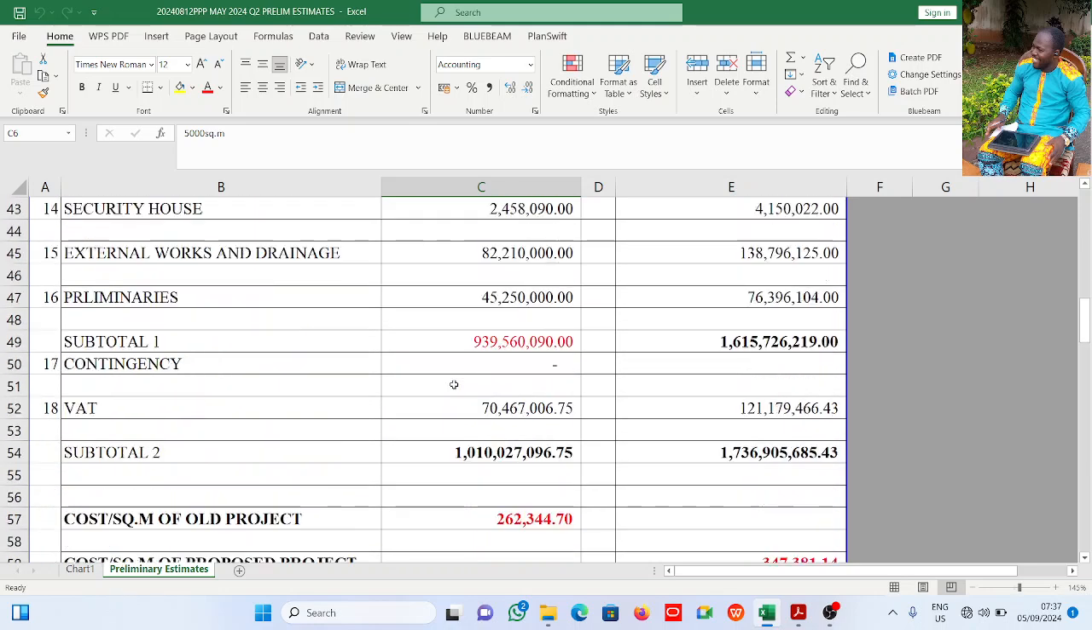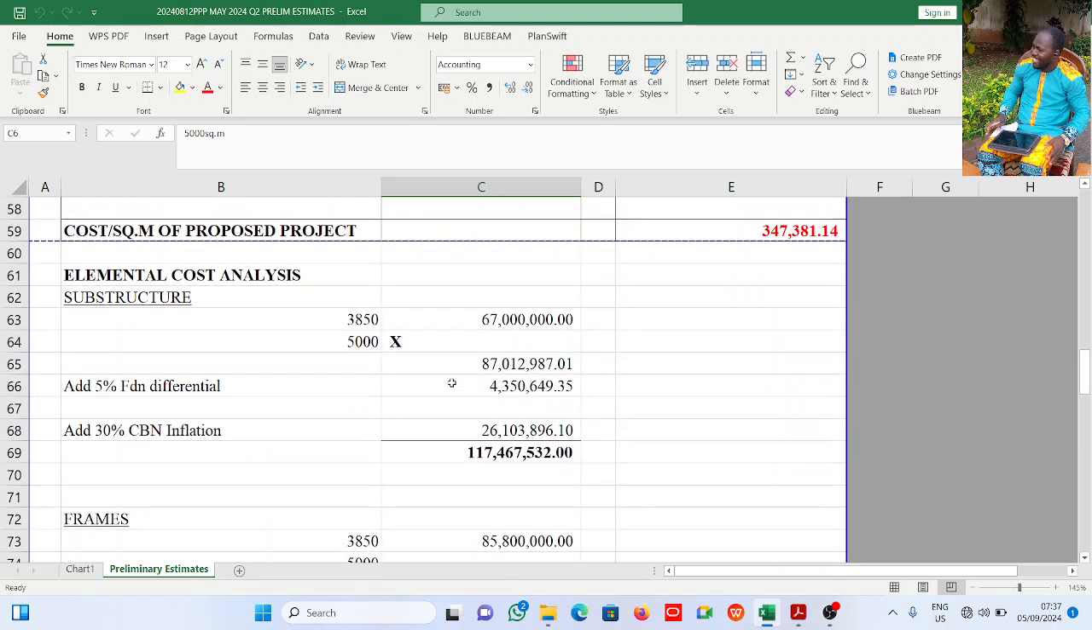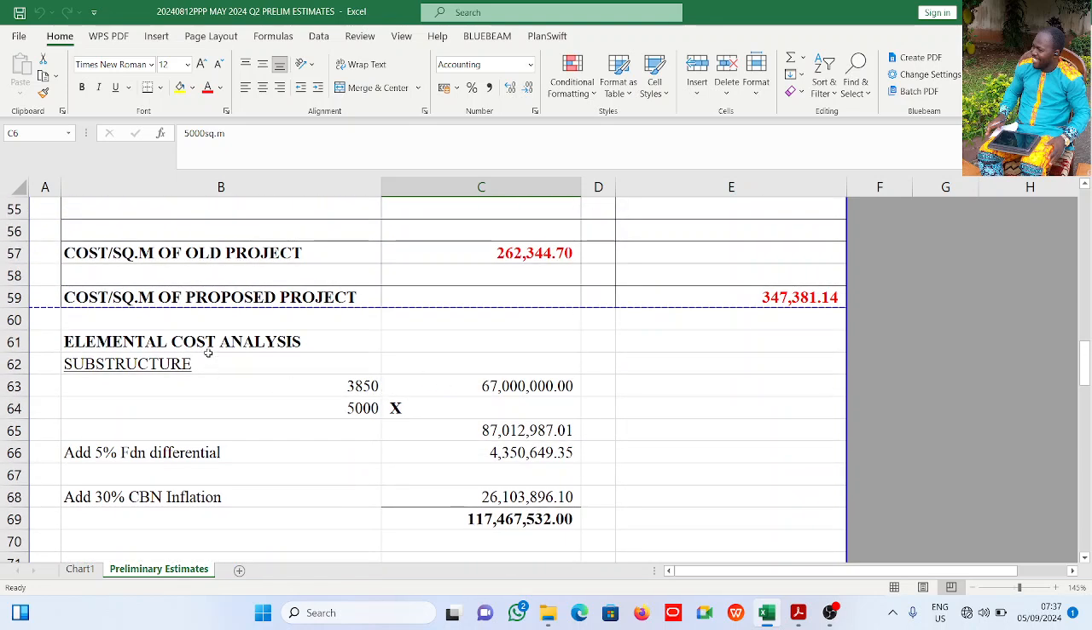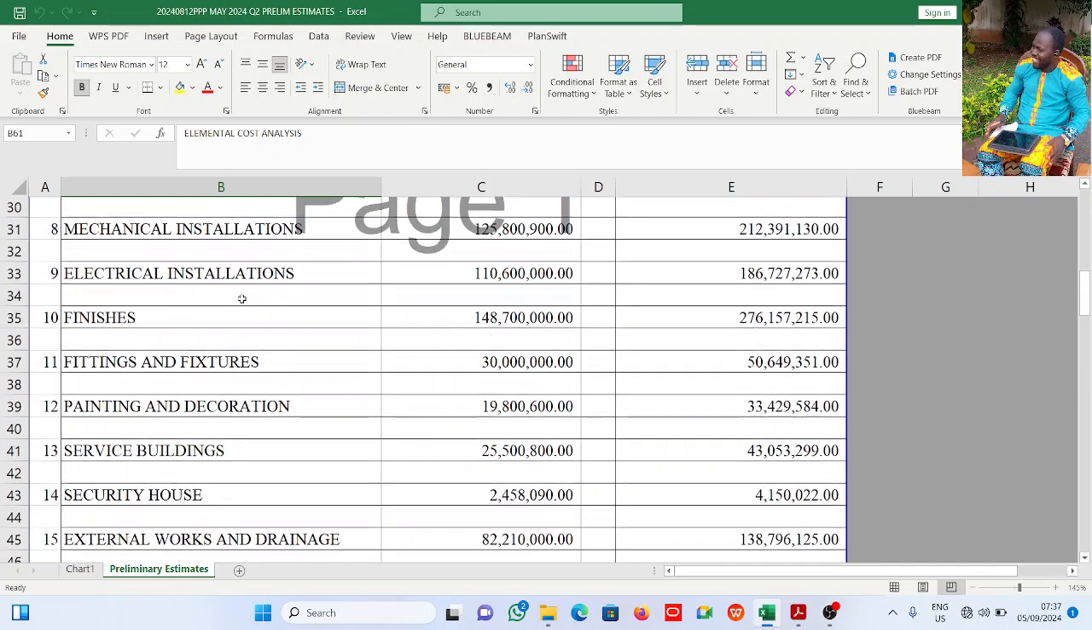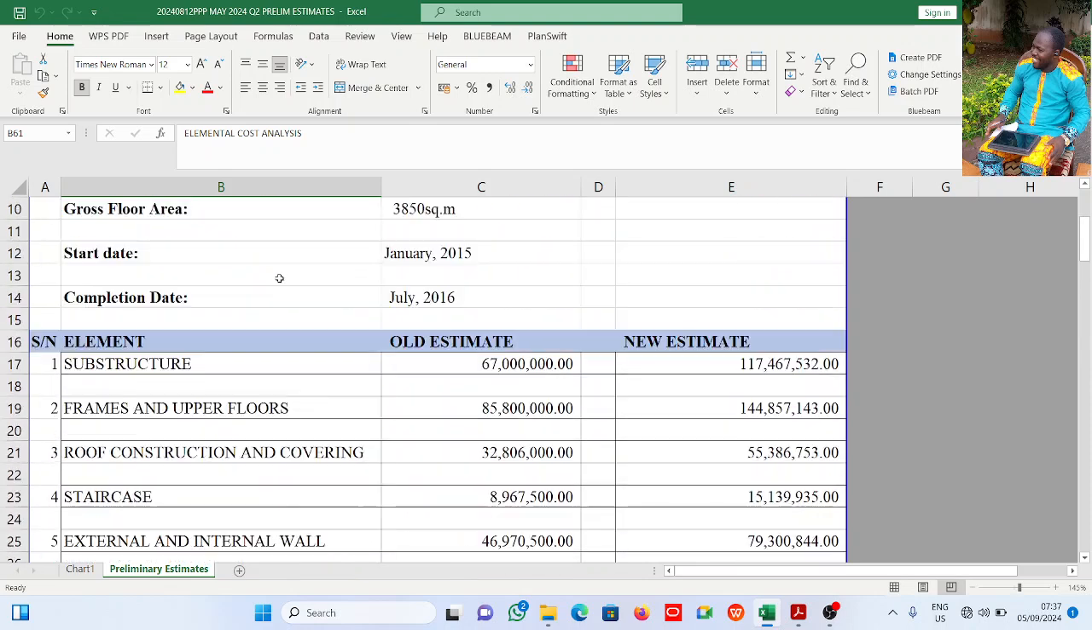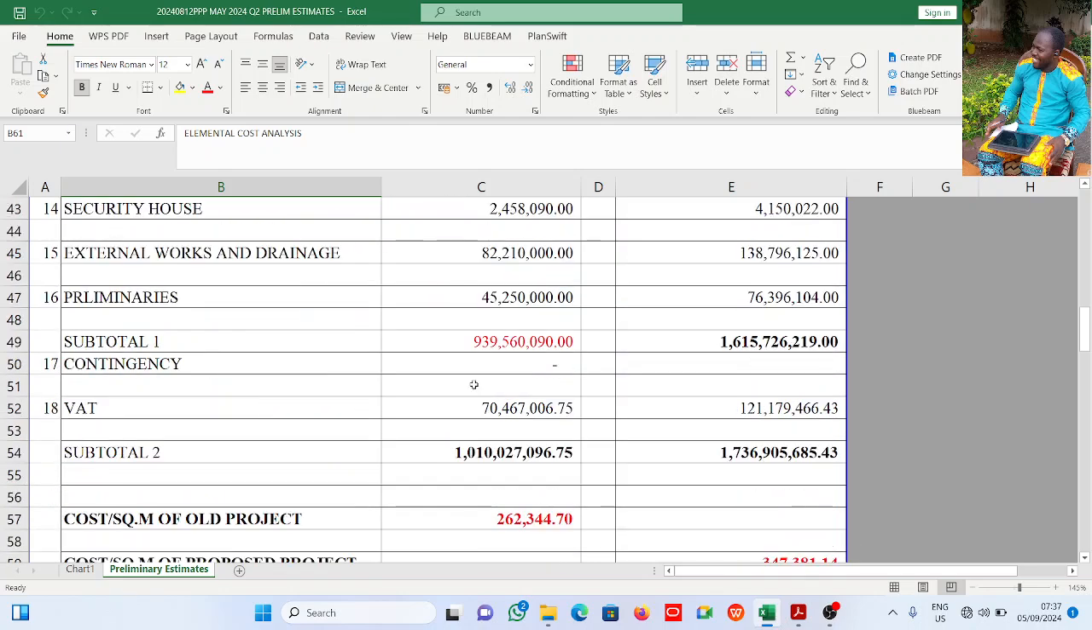Now let's see where I made the calculations. This is the elemental cost analysis. The first one is substructure. We're told that substructure is 67 million, so 3,850 has a substructure of 67 million. This is what I have here.